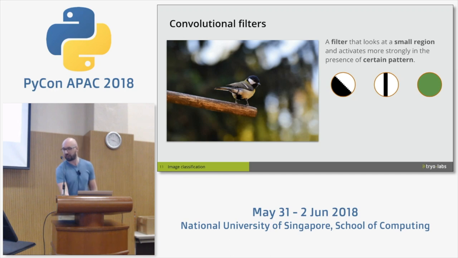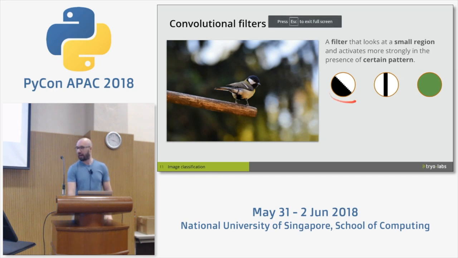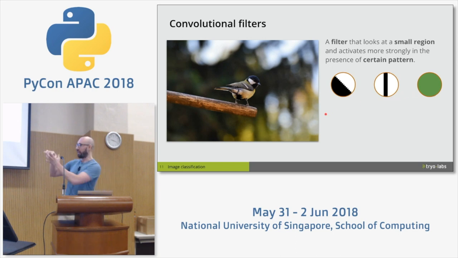Okay? So in this case here, we have a filter that detects a diagonal line, another one that is configured for detecting a vertical line, and this one for the color green. What will happen is that if I look at a tiny region of the image, these filters will activate more strongly based on whether the pattern is present in that tiny region. So if the filter activates, it means that region of the image looks like the pattern of the filter. And if it doesn't, it's because it does not.